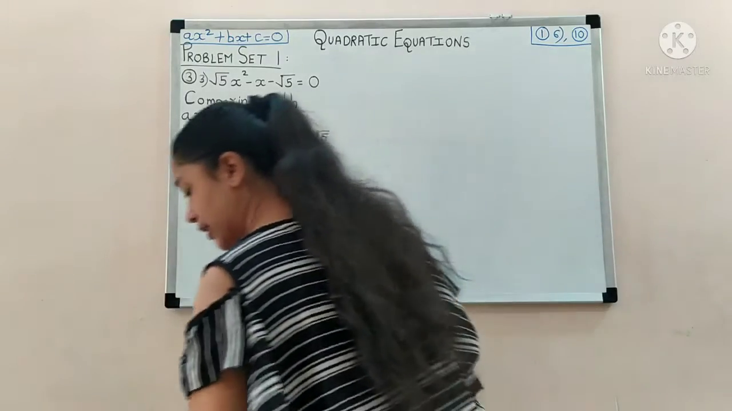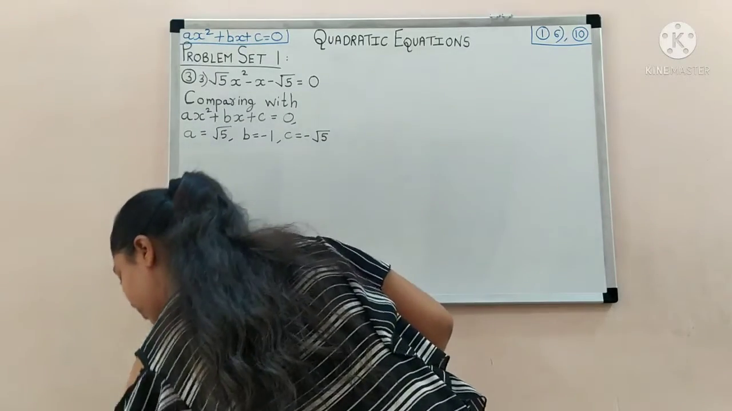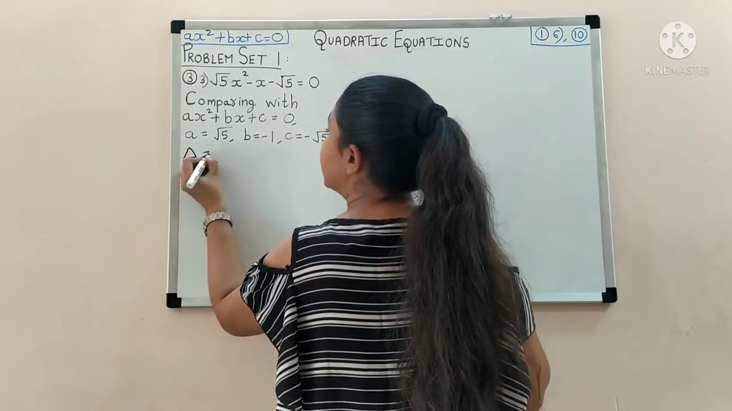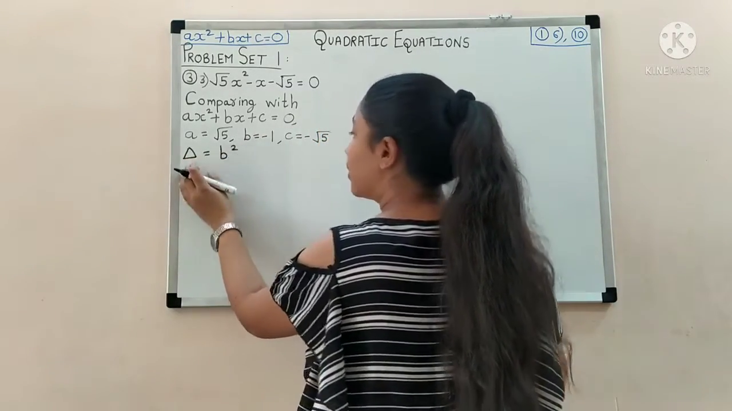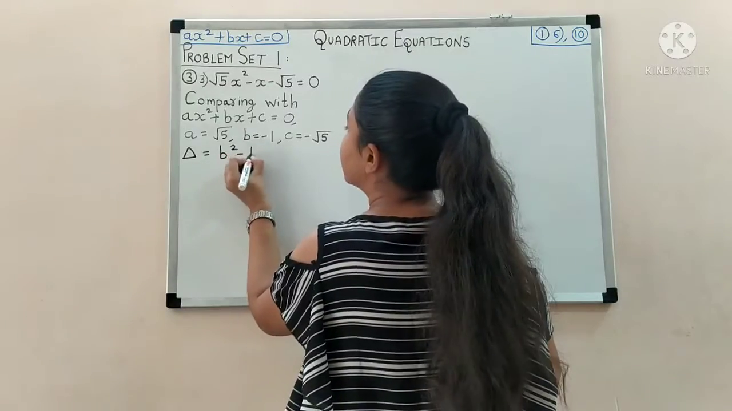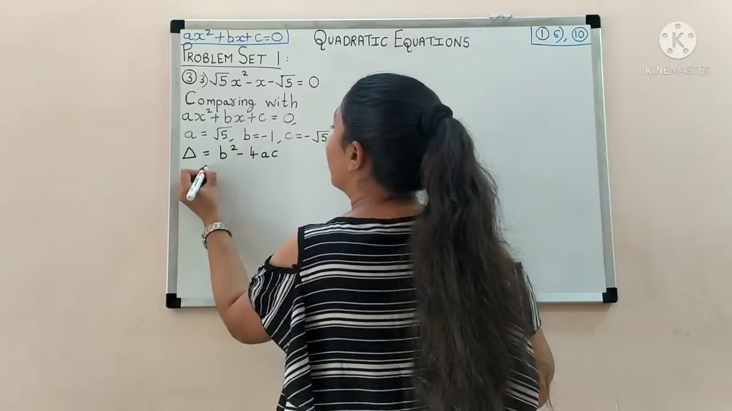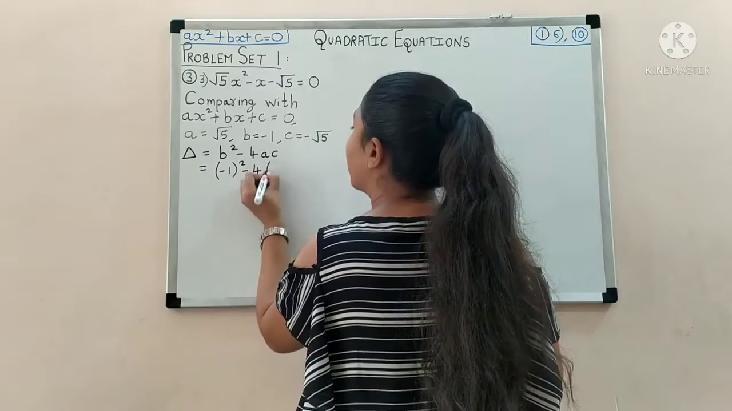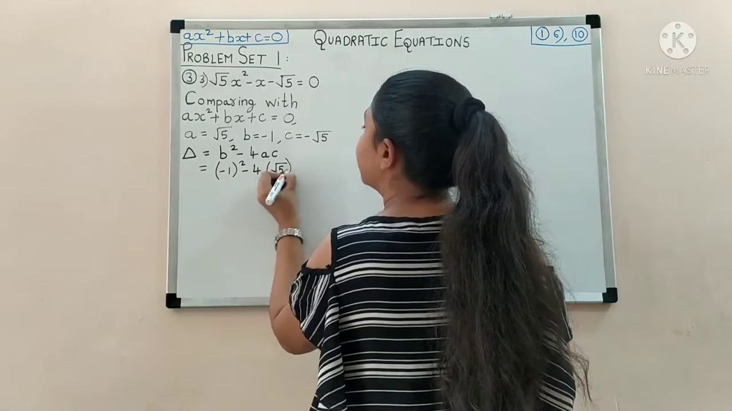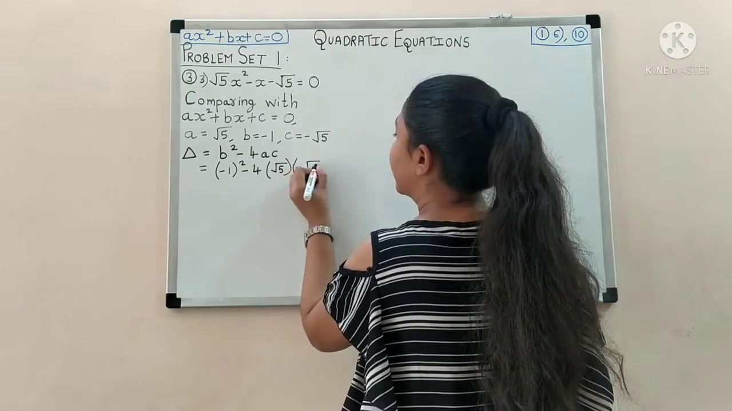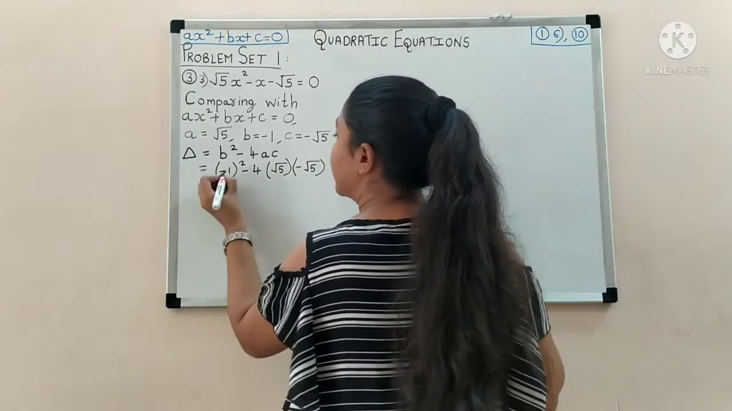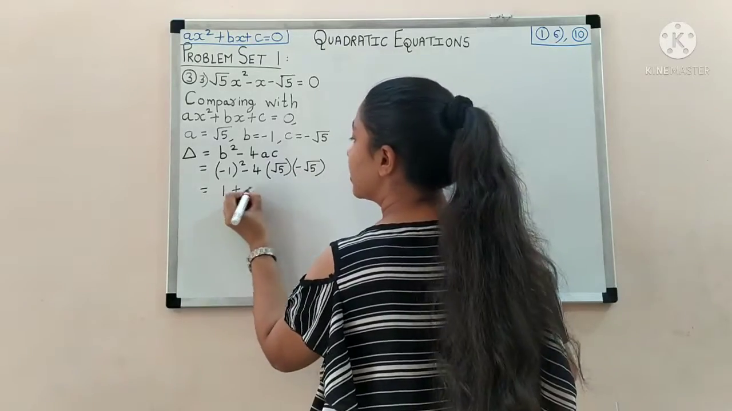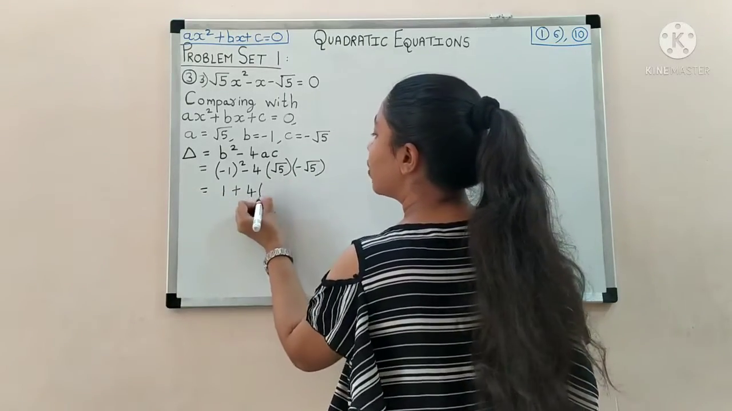Okay, this much is clear. So now b square minus 4ac, that is delta, you can call this the discriminant. b square minus 4ac, which is minus 1 the whole square minus 4, a is root 5 and c is minus root 5. Okay, so minus 1 square is 1, then minus into minus will be plus 4, and root 5 into root 5 will be 5.